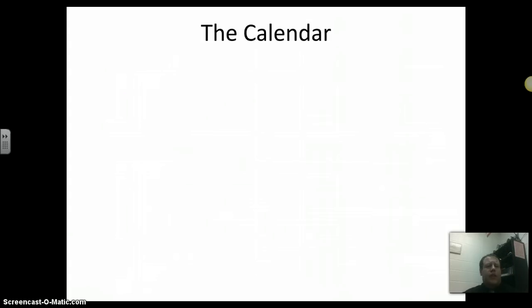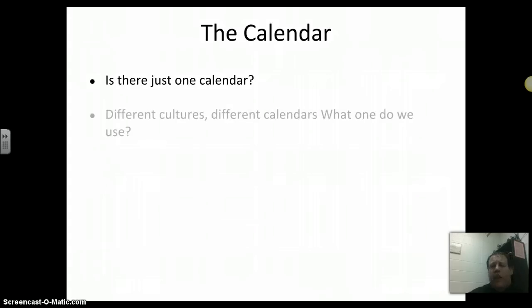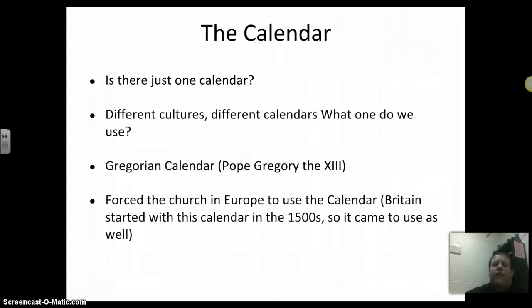First, we're going to start out with the calendar, just how old everything actually is. Now, a big question is: is there just one calendar or is there more than one calendar? In fact, we'll see there are a lot of different calendars in the world. Obviously, everyone remembers the big Mayan calendar scare of 2012, which everyone thought the world was going to end, that kind of stuff, because that was one calendar.